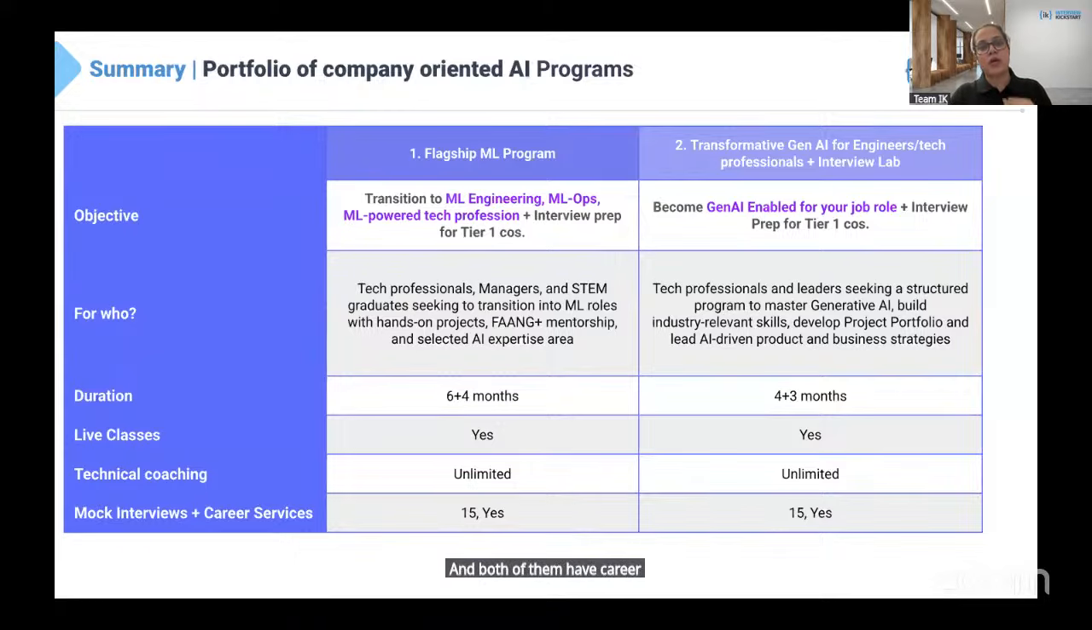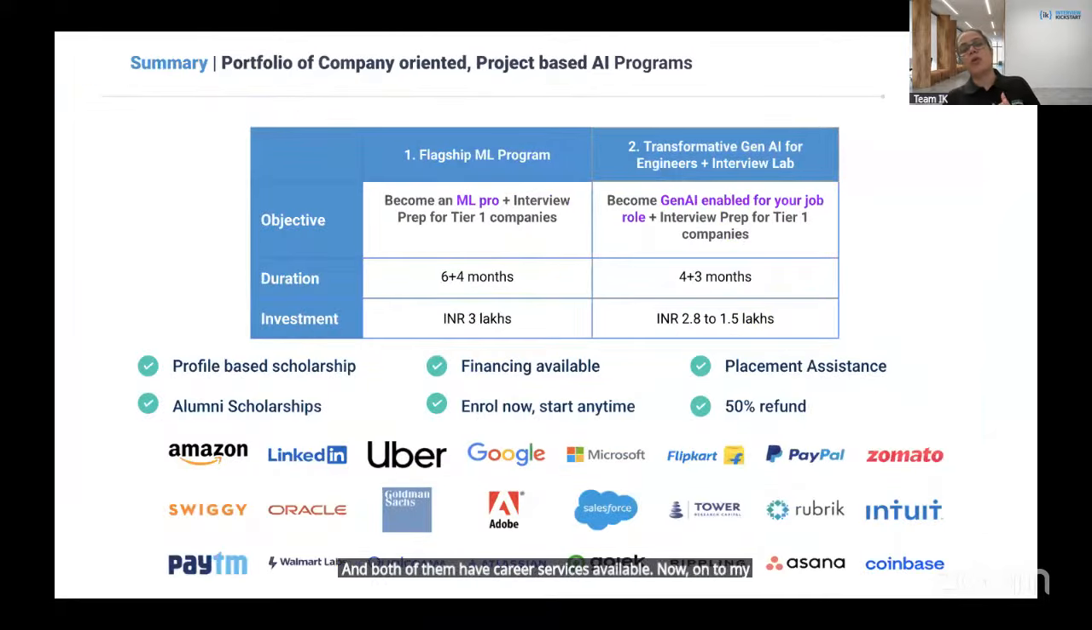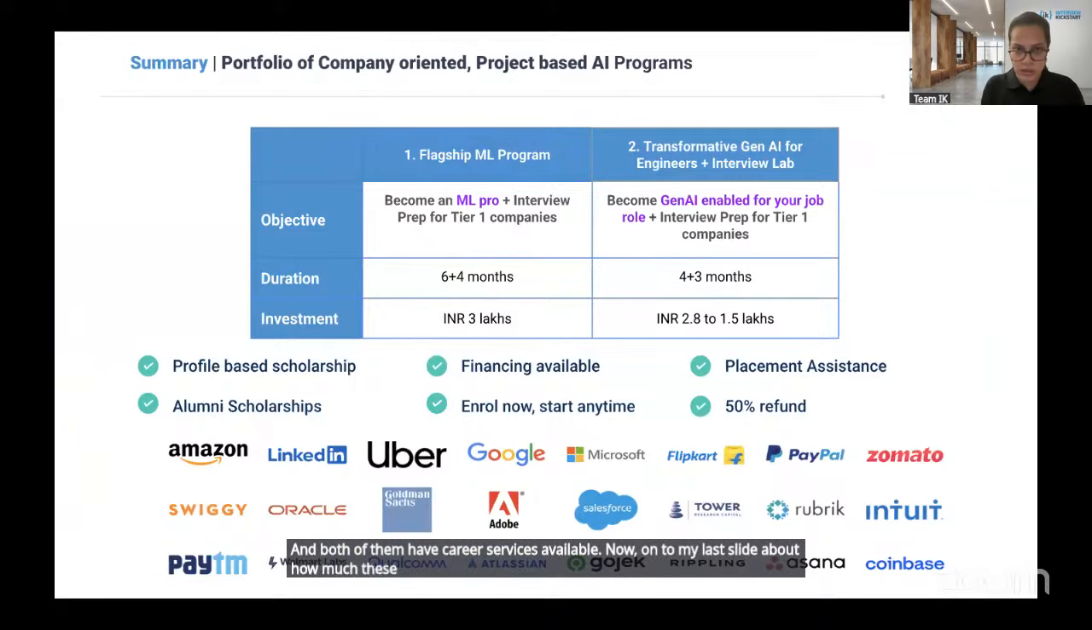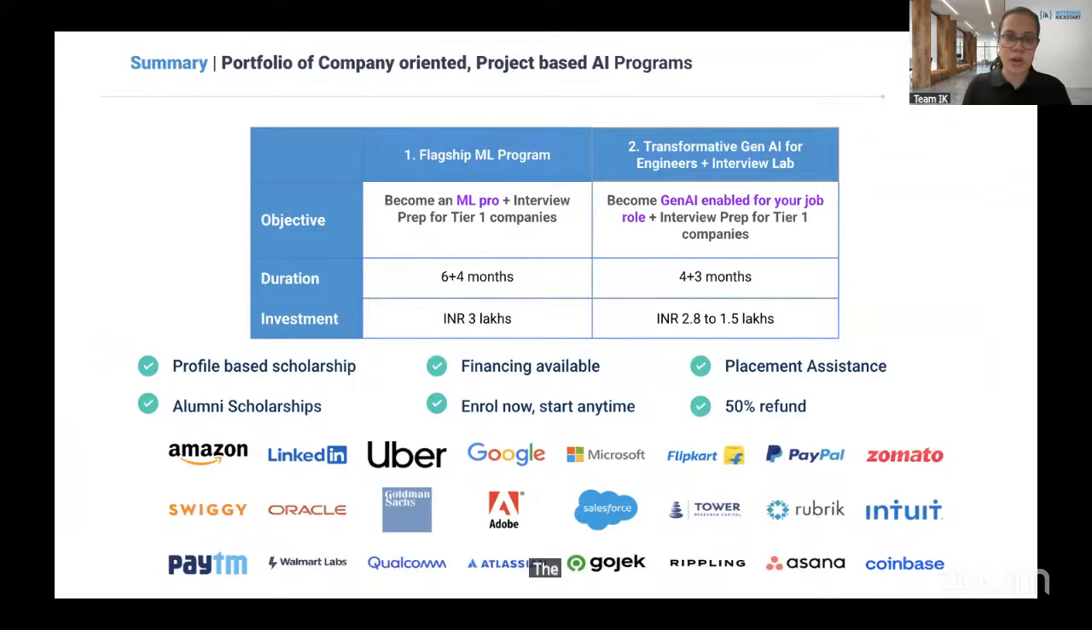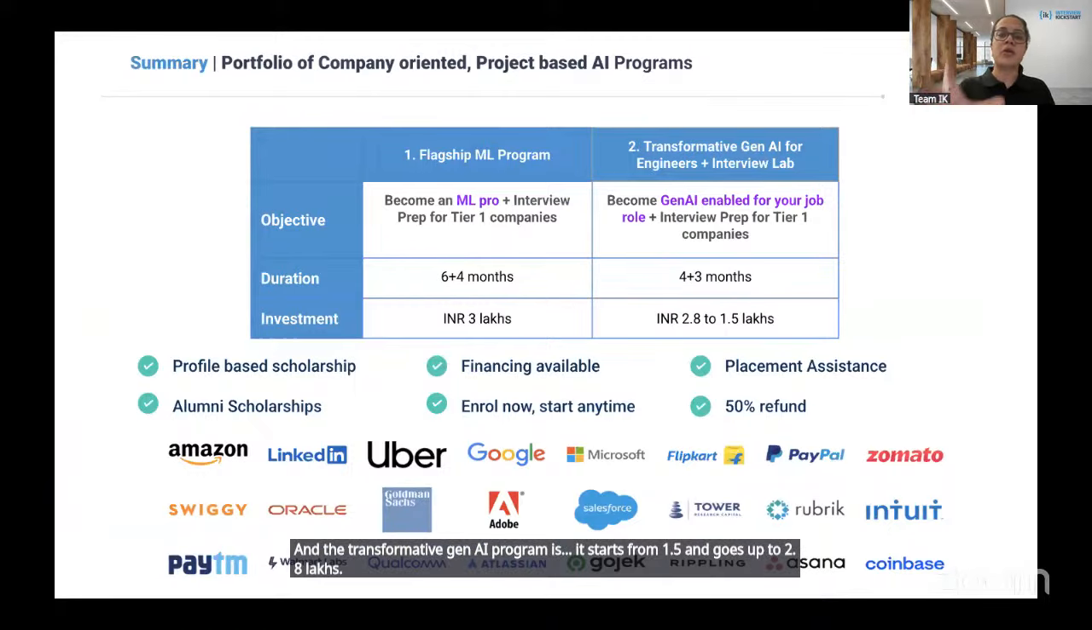Now, on to my last slide about how much these programs cost. The flagship machine learning program is for 3 lakhs, and the Transformative Gen AI program starts from 1.5 and goes up to 2.8 lakhs, depending upon your domain, depending upon your role.